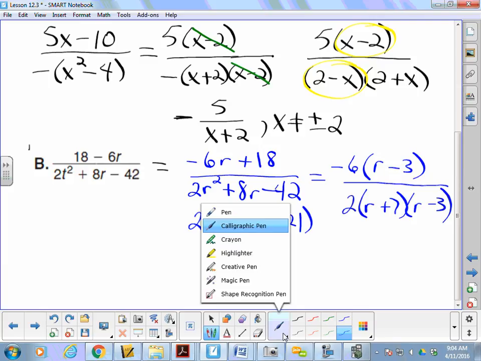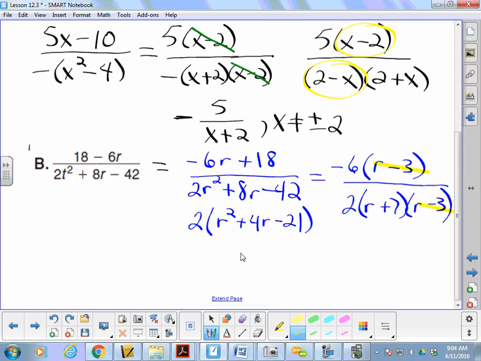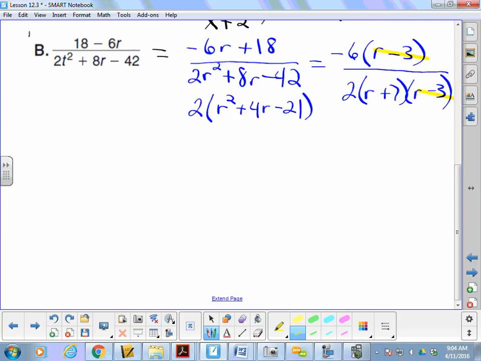So we've got the R minus 3's that we can cancel. But we also have negative 6 and positive 2. Since they have a 2 in common, this is going to be negative 3 over R plus 7. And R cannot equal positive 3 or negative 7. So the biggest thing is just factoring.